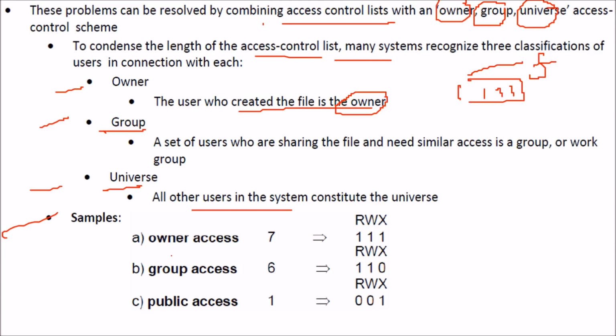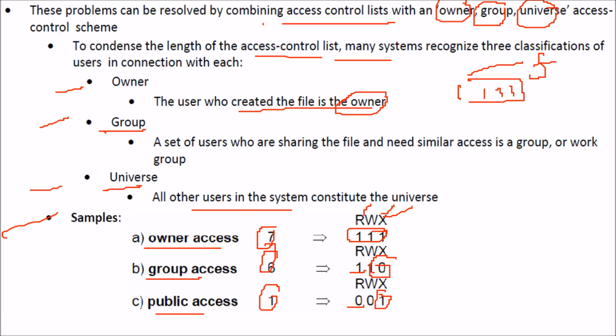So we can have a sample like this. Say owner access is 7, group access is 6, and public access is 1. Owner access can be read, write, execute, all of these. For group access you can give read and write but not execute. For public access, only execute, and no read or write.